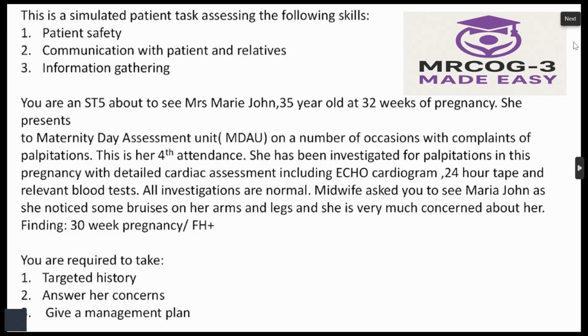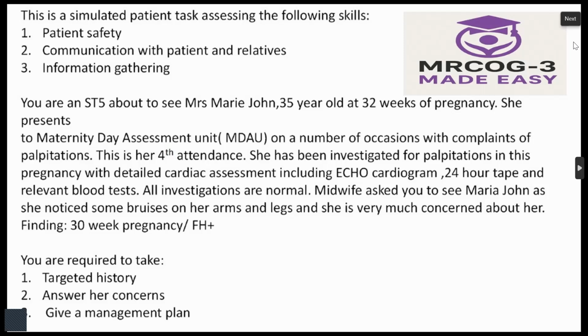She presented to maternity day assessment unit on a number of occasions, complaining of palpitations. This is her fourth attendance. She has been investigated for her palpitations in this pregnancy, and a detailed cardiac assessment has been done, including the 2D echo, the 24-hour tape testing, and also relevant blood investigations. All the investigations are found to be normal. The midwife asked you to see this lady, Mrs. Maria John, as she noticed some bruises on her arms and legs.